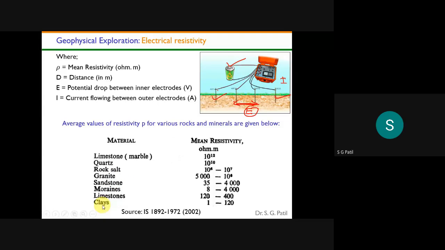Clays will offer electrical resistivity in the range of 1 to 120 ohm meter. If you have a limestone or a quartz, then the resistivity will be in the range of 10 to the power of 12 to 10 to the power of 10 ohm meter. If you have a granite, then the resistivity is 5000 to 10 to the power of 6 ohm meter.